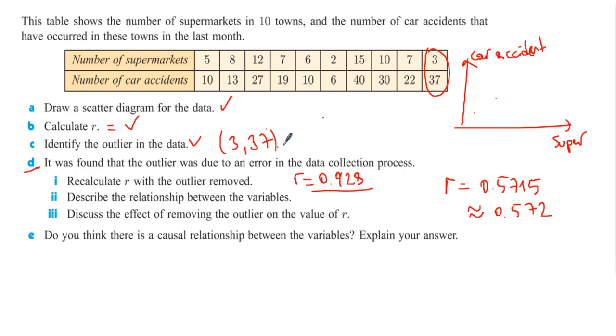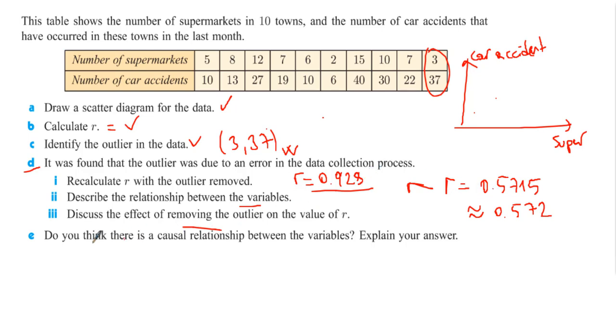Because of this outlier, in our research it might affect our results. Describe the relation between the variables. We just said a positive, strong relationship, correlation. Discuss the effect of removing the outlier. It had a tremendous effect on my result. Look at the difference: from almost weak to strong.